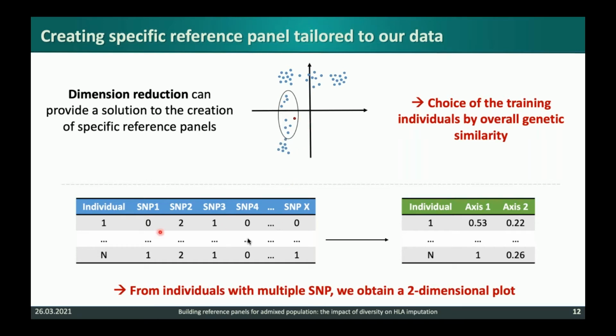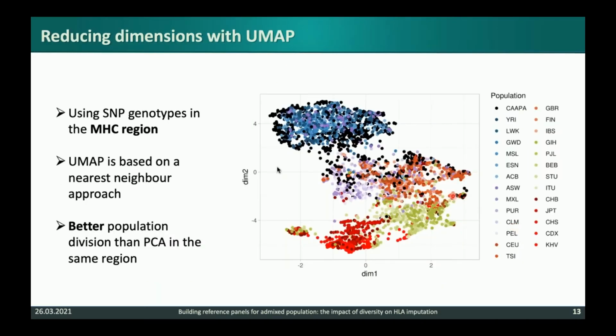So basically, when we reduce dimensions, we have the SNPs from individuals, coded 0, 1, 2 depending on whether they have the polymorphism 0, once, or twice. And we obtain something like this with 2 axes. We used the SNPs in the MHC region, and we did not have good results with PCA. It really was just a scatter plot with no distinct ancestry.